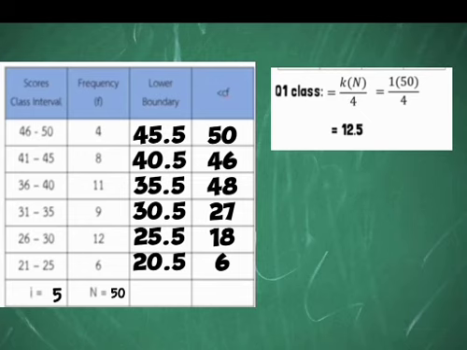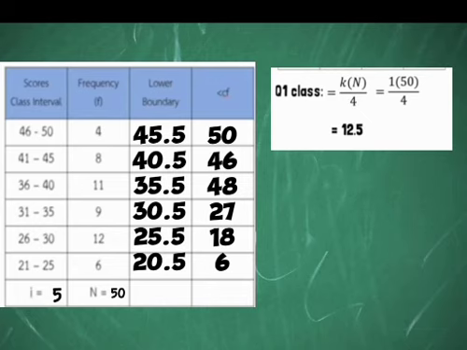To determine the position of the Q sub 1 class, we will look at the less than cumulative frequency. The less than cumulative frequency must be equal to or greater than 12.5. Starting with the first class, we can see that the less than cumulative frequency is equal to 6. 6 is less than 12.5, so that means this is not the one we're looking for. Now looking at the second class, we can see that 18 is greater than or equal to 12.5. So that means our Q sub 1 class is the second class.